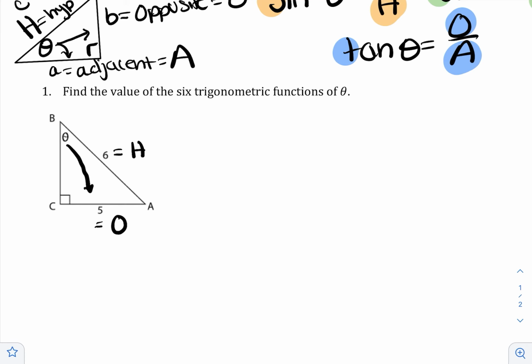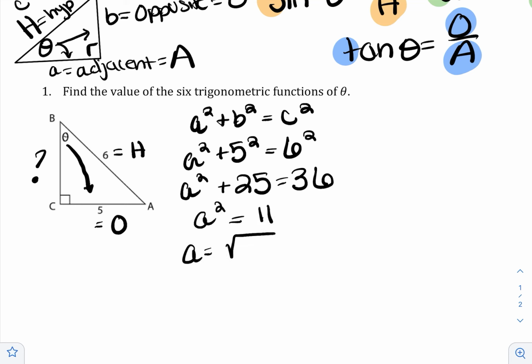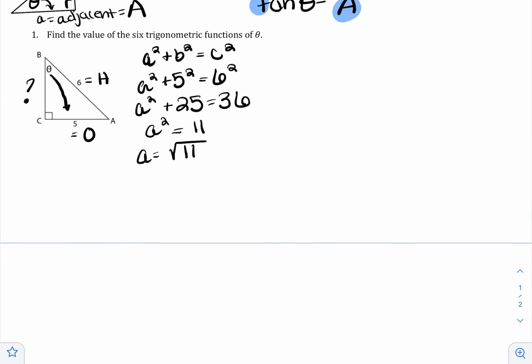Now I am missing the third side. But luckily for us, in a right triangle, we have a relationship between the 3 sides. And that relationship is called the Pythagorean theorem. A squared plus B squared is equal to C squared. So we have that A squared plus 5 squared is equal to 6 squared. A squared plus 25 is equal to 36. A squared is equal to 11, which means that A is equal to the square root of 11. I can't reduce that, so it has to stay as the square root of 11.